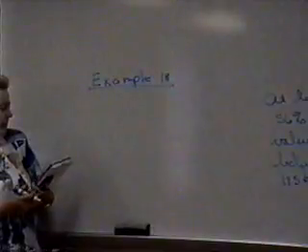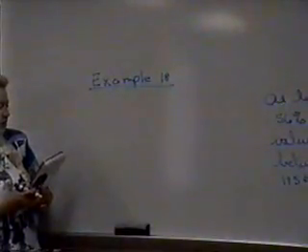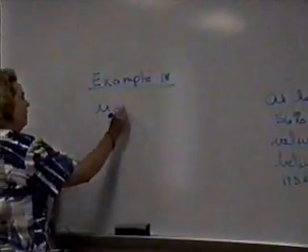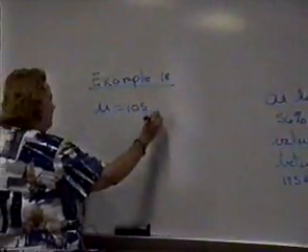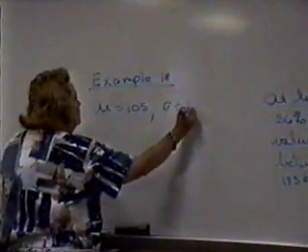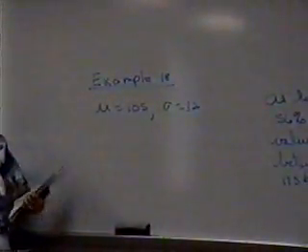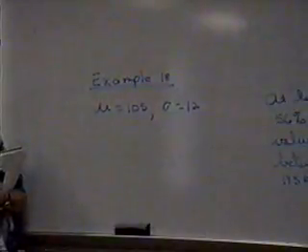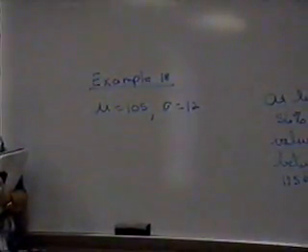Example 18 says 80% of the values fall between what two numbers? If the mean is 105 and the standard deviation is 12. 80% fall between what two numbers? Again, we have to use Chebyshev's. We cannot use the empirical because it does not say that it's normal or symmetrical.